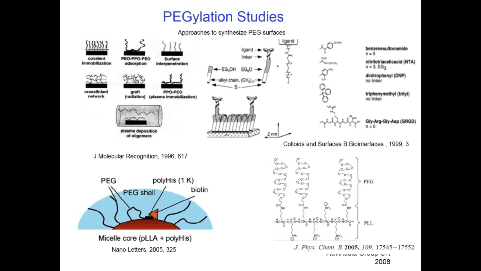PEGylation is a well-known technique for preventing adsorption of proteins on surfaces, basically reconstructing surfaces that are more friendly to water than the biomolecule. Therefore, the solvation, or the ability to retain water, is much higher than the enthalpy for adsorption. There are many studies using different types of polymers and self-assembled monolayers, as shown here.